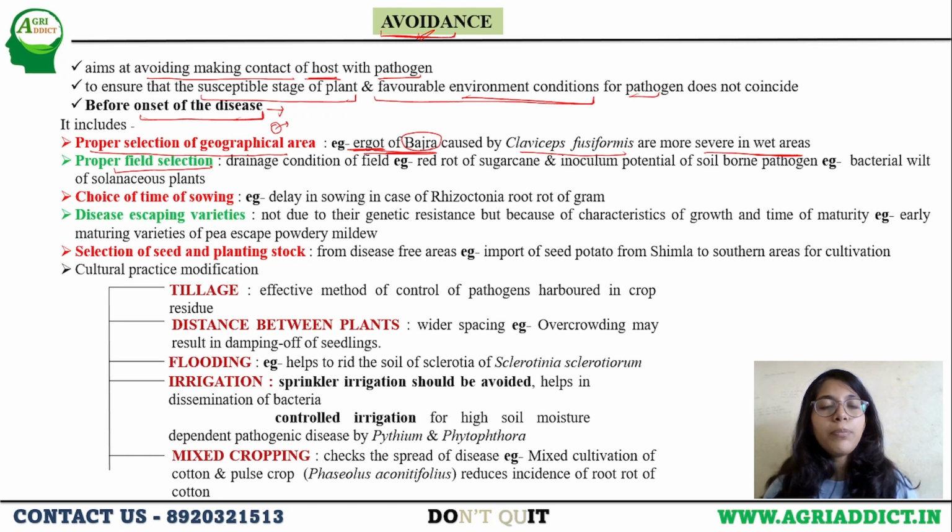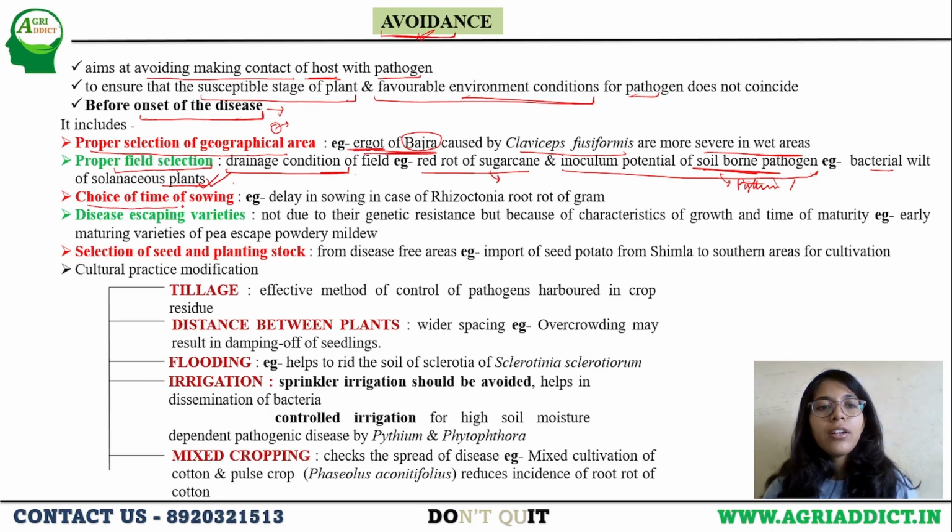We need to select our field properly. It can be done by judging the field on parameters like drainage condition of the field. Red rot of sugarcane is very much prevalent in the flooded areas where the water stagnation occurs. So we need to avoid it. And also the inoculum potential of various soil-borne pathogens. There are various soil-borne pathogens like fungi, we have Pythium, Phytophthora, and various bacterial diseases. For example, bacterial wilt of solanaceous plants. So we need to choose a field where the bacterial wilt of solanaceous plants is not prevalent. That is, the inoculum of that pathogen is absent in that field.